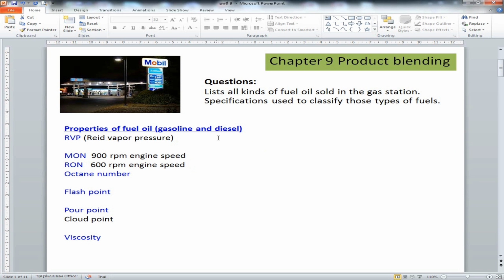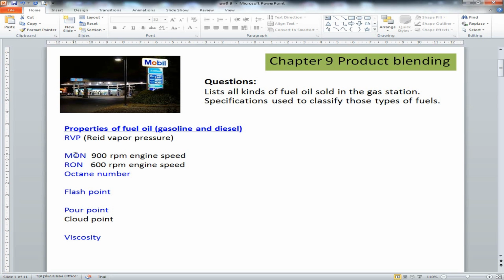However, in wintertime, RVP in some states is required to be set high. This is just to increase the volatility of the gasoline to help the ignition properties for that kind of fuel during the combustion. And of course, we mentioned before that RVP is the vapor pressure measured at 100 degrees Fahrenheit.